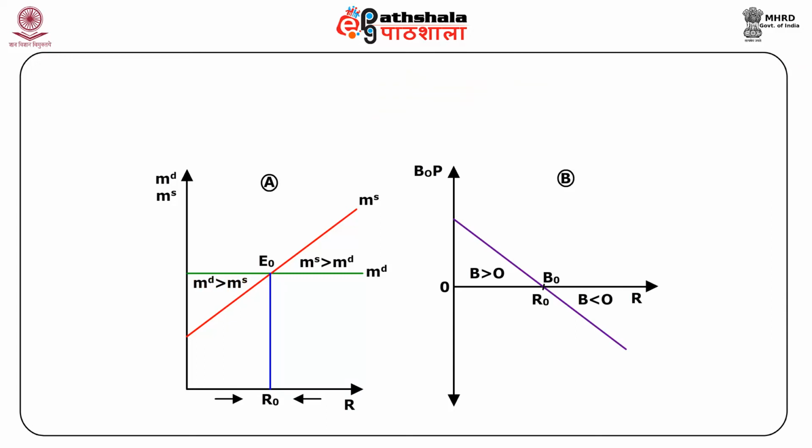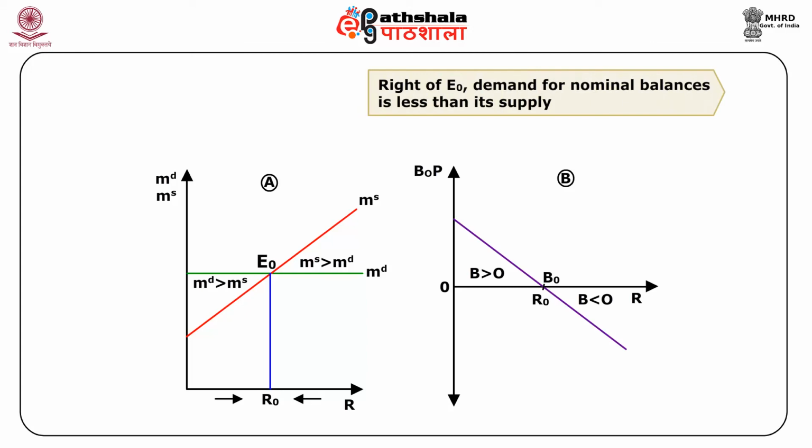As a result, there is balance of payment surplus, or B is greater than 0. It leads to inflow of foreign exchange reserves and equilibrium is attained in the money market when foreign exchange reserves have increased up to the level of R0. In panel B, this is shown in the portion to the left of the point B0. To any point on the right of E0, demand for nominal balances is less than its supply.